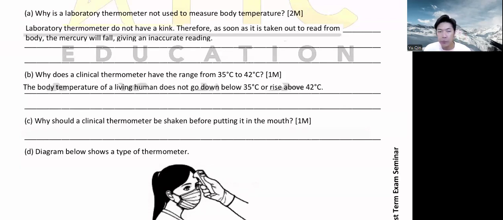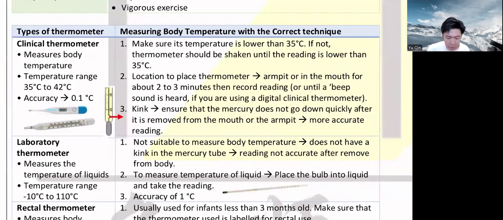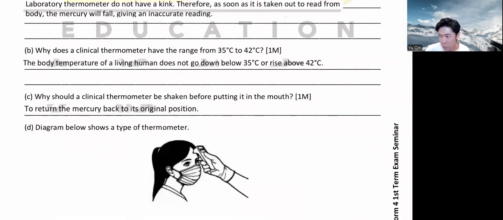Okay, good. Next one. Why should a clinical thermometer be shaken before putting into the mouth? Actually stated here. Why must it be shaken? Because you want to make sure that you start with 35. 35 is like a zero. You don't want to start with 36, which is like having a reading already. So you want to start with 0, then you measure. So why must it be shaken? You want to make sure that the mercury in the thermometer goes back to the original state. So there you go.